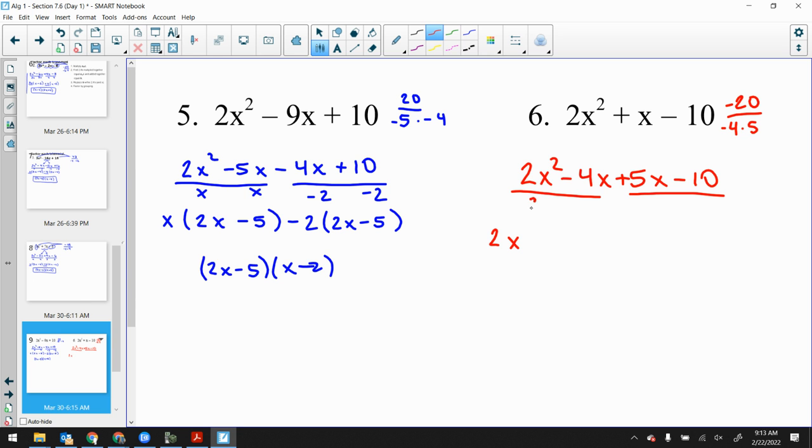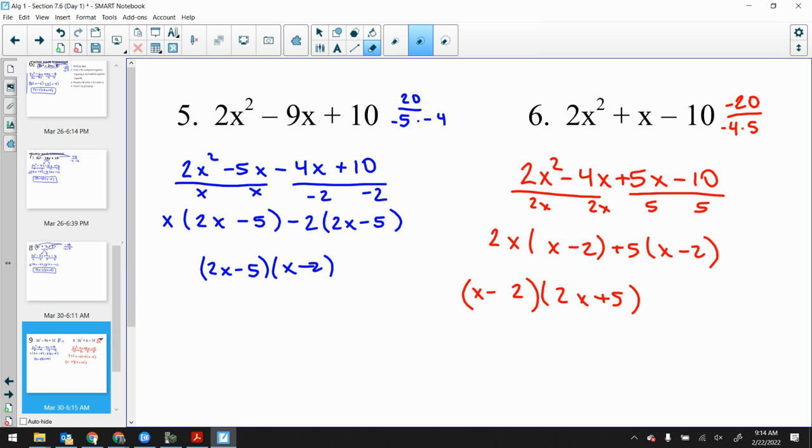Pull out the 2x, leaving an x minus 2. Pull out the 5, leaving an x minus 2. So we have an x minus 2, whatever, and then a 2x plus 5. Remember that you could check every single one of these answers by FOILing them back together if you wanted to, just like we did in the very beginning of our guided notes today.